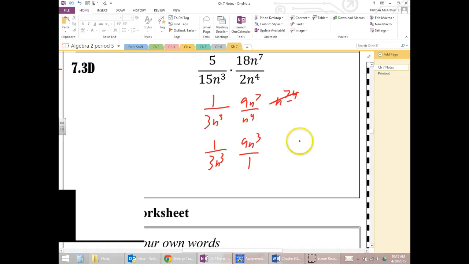So now I multiply across. I get 9n cubed over 3n cubed. The n cubes go away, and I'm left with 9 divided by 3 is 3. So the final answer should be 3.